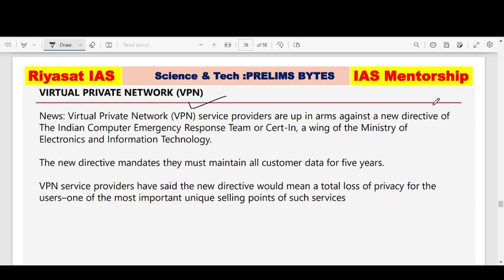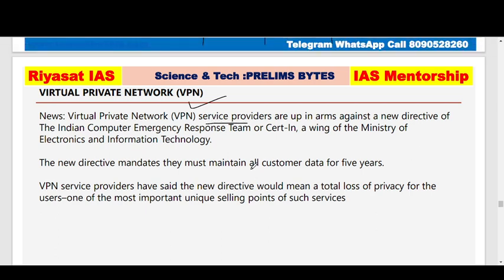Now what has been in news? News is that all the VPN service providers have got a new directive from the CERT. What is CERT? Computer Emergency Response Team. It comes under the Ministry of Electronics and Information Technology. They have got a new directive that has mandated all the service providers that you need to maintain all the customer data for 5 years. Prelims facts.